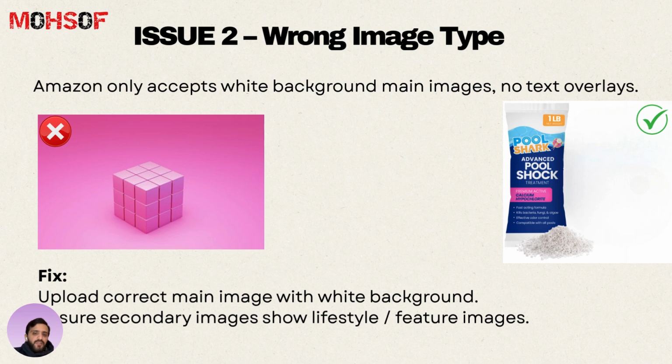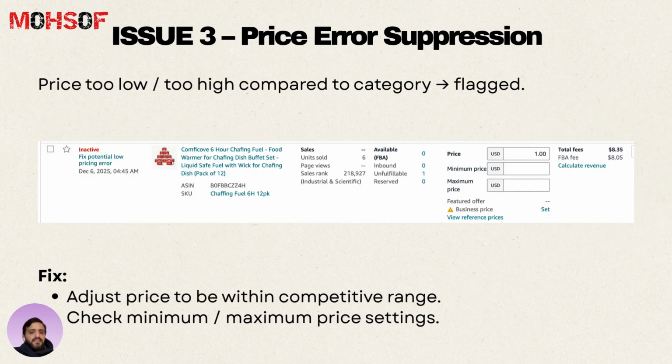Now moving on to the next one. Our next issue here is price error suppression. On Amazon there is an average price, there is a low price, and there is a maximum price for each product you sell.